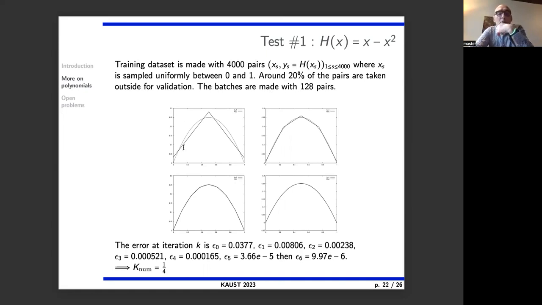So here are the numerical results. The objective function is x minus x squared. This is the curve that you see. At first iteration, I get a ReLU function, which is close to the hat function, which is close to x minus y, and then I iterate. And you see the convergence, because here it is closer and closer. Finally, after 4 iterations, you do not see the difference anymore.